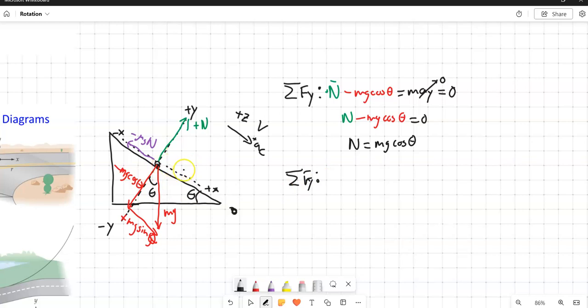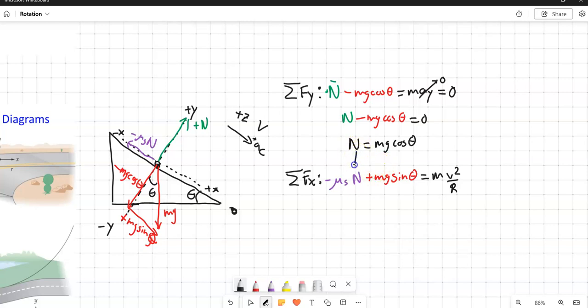In the x direction, we have negative mu sub s times the normal force pointing in the negative x direction. In the positive x direction, we have mg sine of theta, and that's going to be equal to mass times the centripetal acceleration. That's in the positive x direction, so I didn't put anything there.